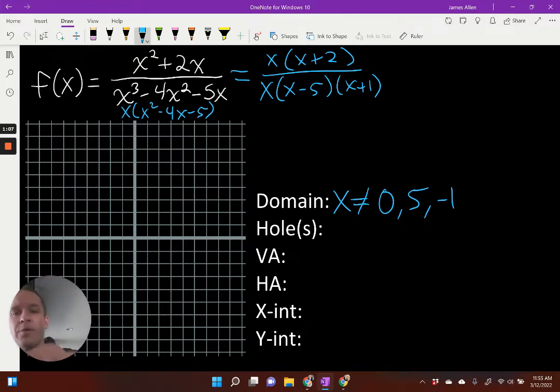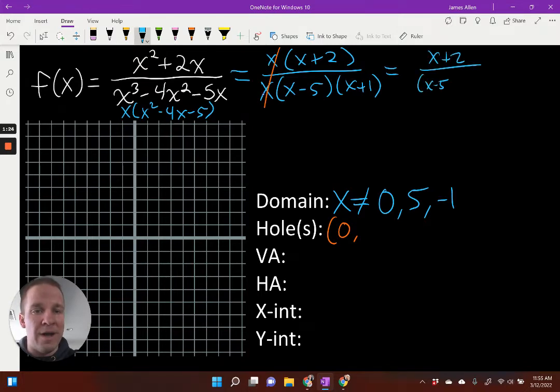All right, now, do we have any holes? Well, I can cancel out those x's. So yes, we have a hole at 0, comma something. Well, what is that something? Now that I have this fully canceled, let's rewrite it. x plus 2 over x minus 5, x plus 1.